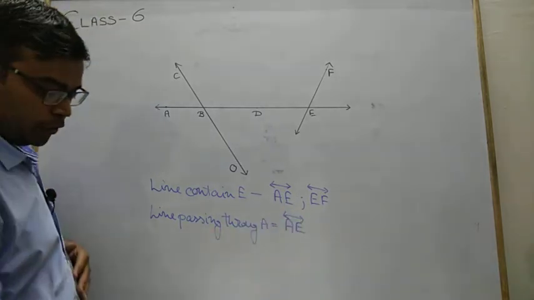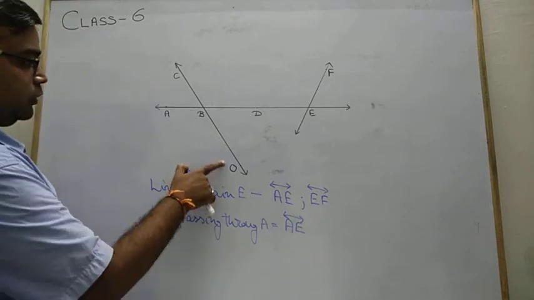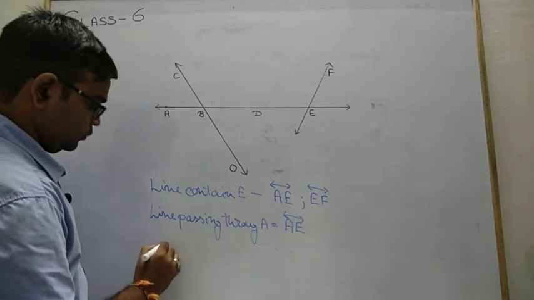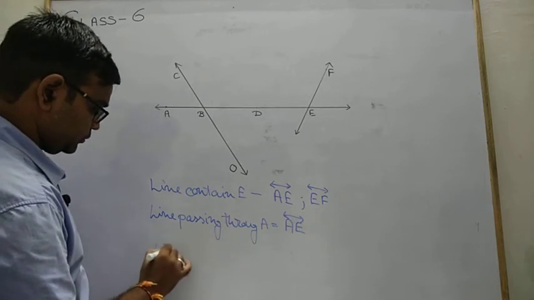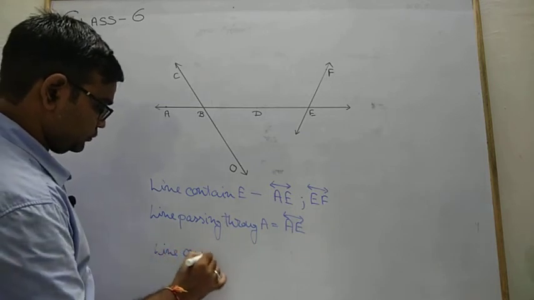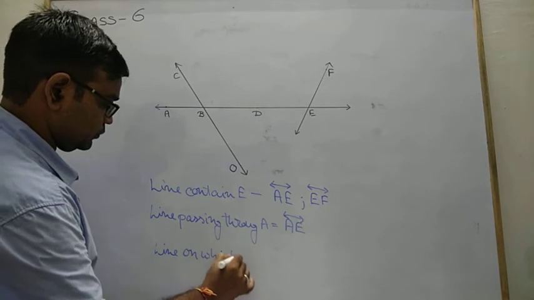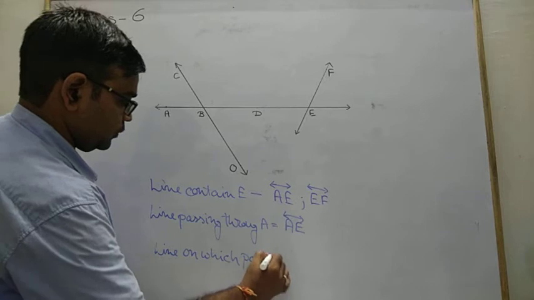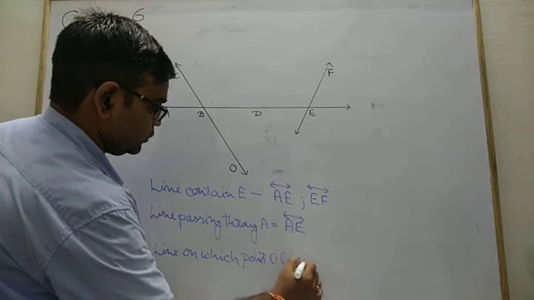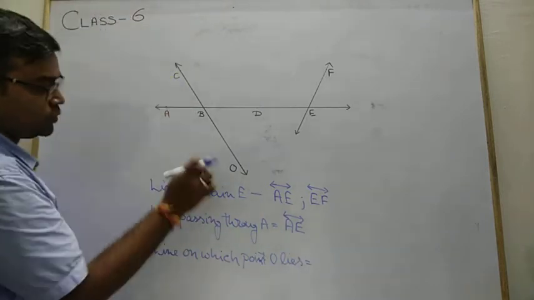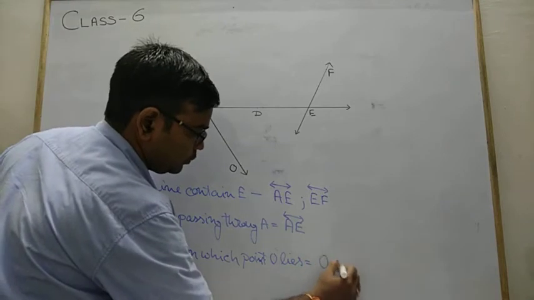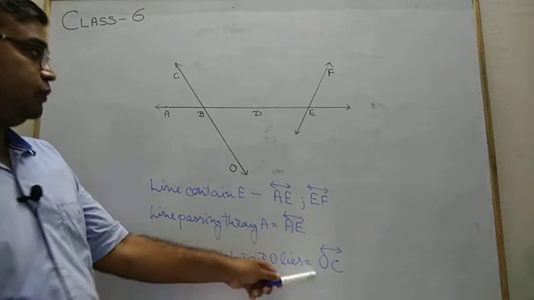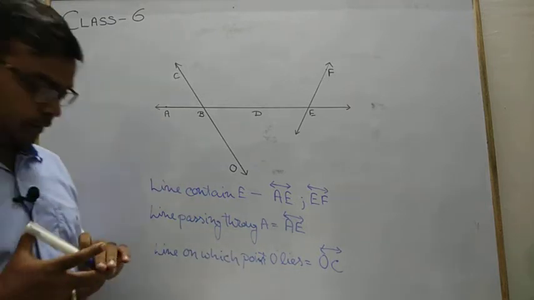Line on which point O lies. Where is O? Here is O. So again, on which line does O lie? It's OC. Line OC. Always use arrows. If a small letter is not given, then only we can use the nearest endpoint of the line.